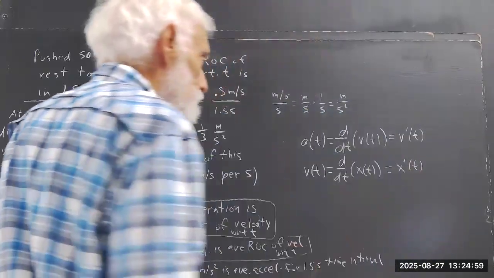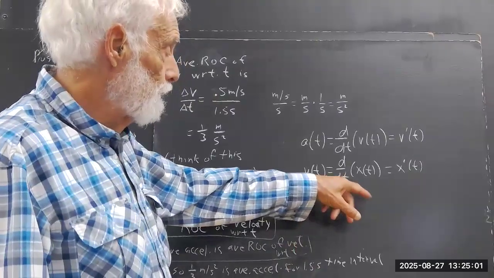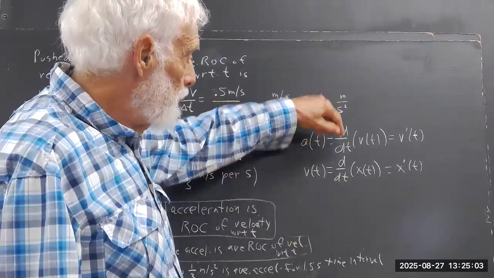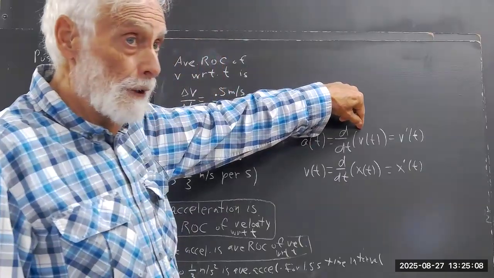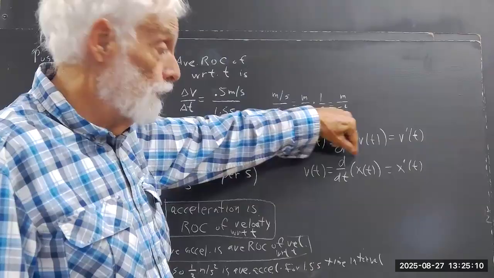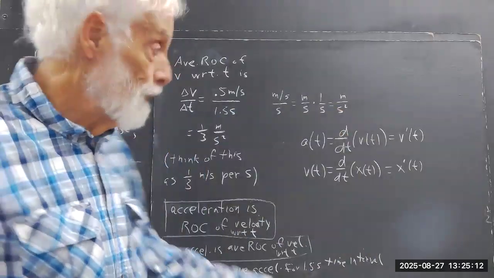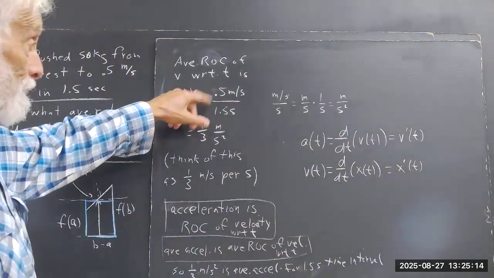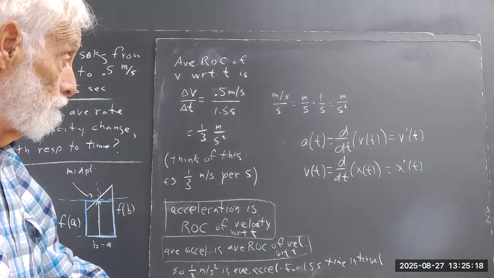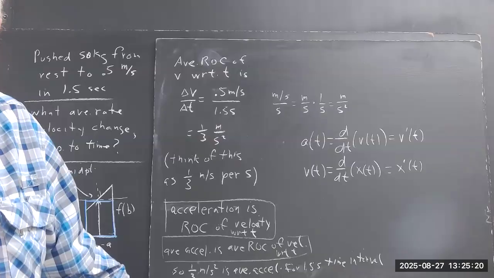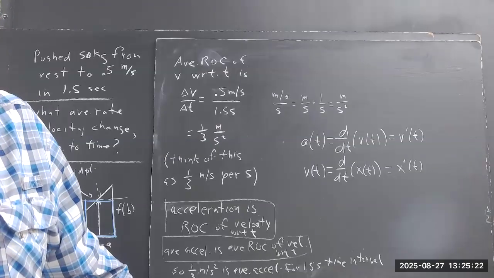Now, x would be, in this case, your position in meters, so the derivative would be a change in velocity, which is going to be in meters per second, divided by a change in time, which is in seconds. And that's an example of such a calculation. Okay? All that makes sense?